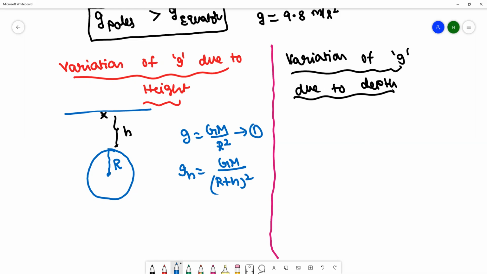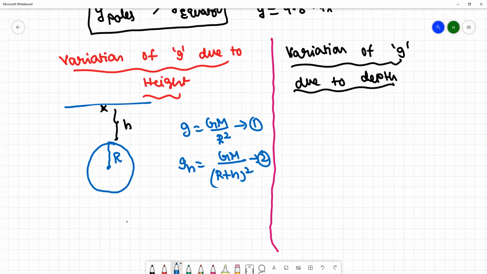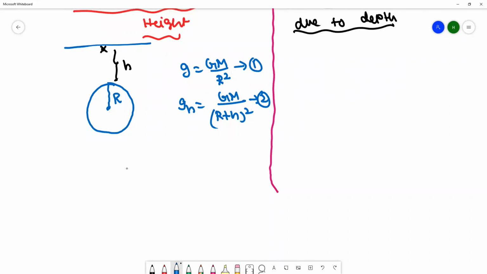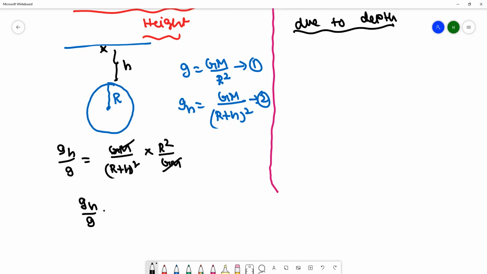You can keep this as 1 and this as 2. This is with the height. g_h is equal to GM divided by R plus h whole square. If you divide 2 by 1, g_h by g is equal to GM divided by R plus h whole square into R square divided by GM. So this GM gets cancelled. So g_h by g is equal to R divided by R plus h whole square.